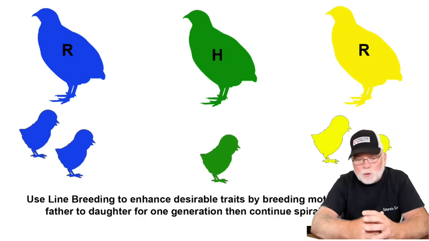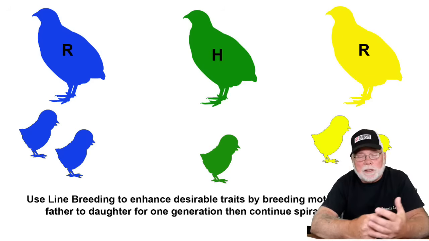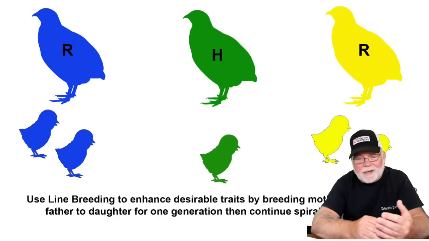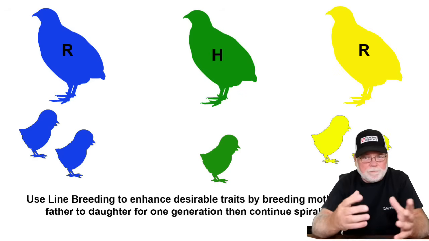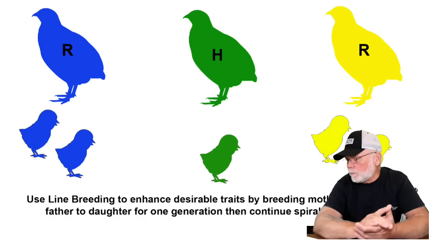Hopefully, if you do end up having to bring in new blood, you can get it from a breeder that can let you know the entire genetic makeup of that bird, where it originated from, where it came from out of their spiral breeding program.